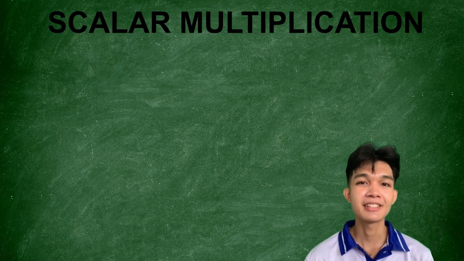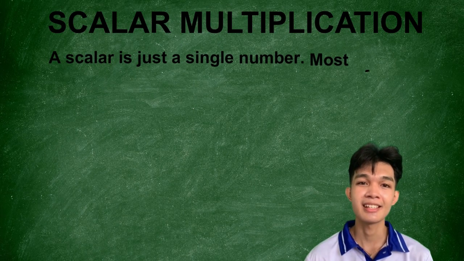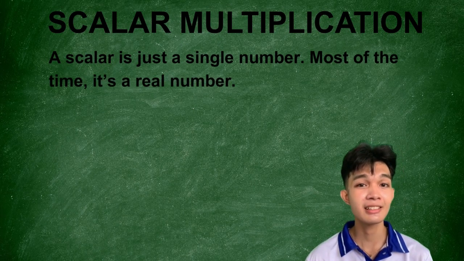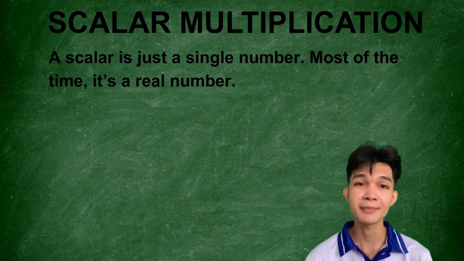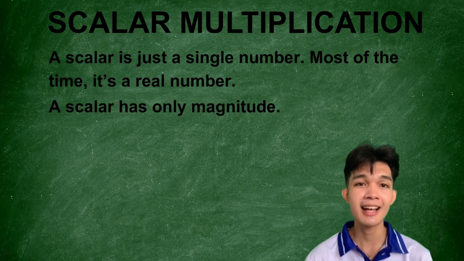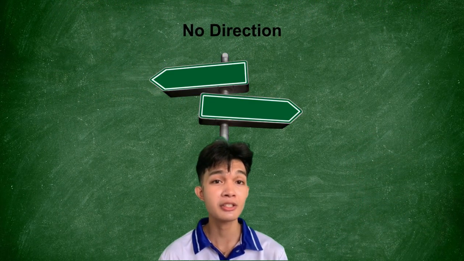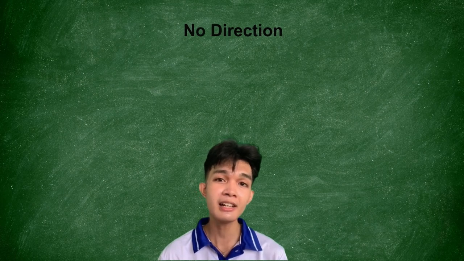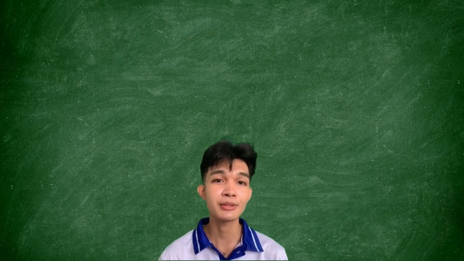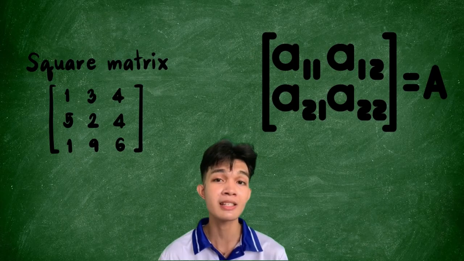Let's begin by understanding what a scalar is. A scalar is just a single number. Most of the time, it's a real number. Unlike vectors or matrices, a scalar has only magnitude. It doesn't have direction or structure. In linear algebra, scalars are used to scale other mathematical objects such as vectors and matrices.